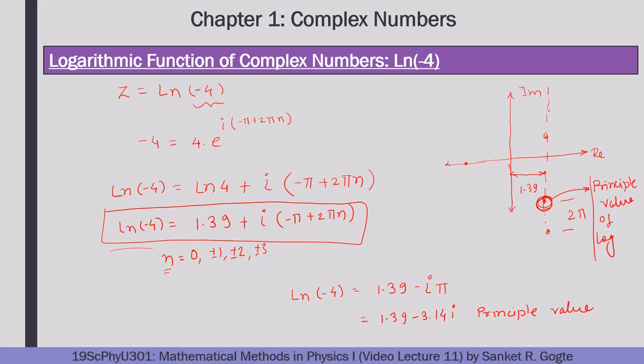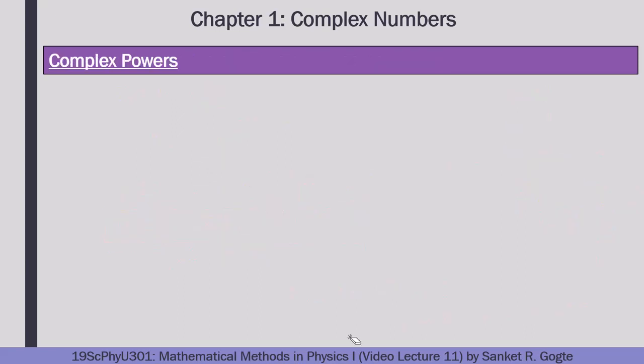And the rest of the infinitely many possibilities now are going to lie along this dashed line, which is parallel to the imaginary axis, and all these consecutive points will be at a distance 2 pi away from each other along that line. So this is how you can find out log of any complex number. The same method can be used to find out log of any complex number. Let's now consider the next function.